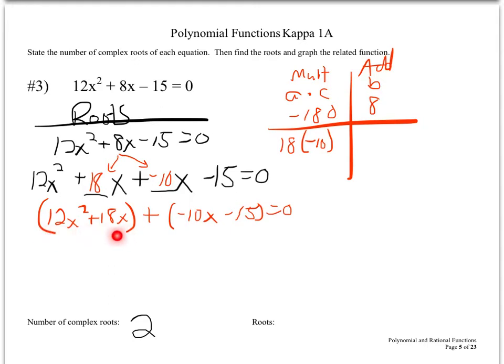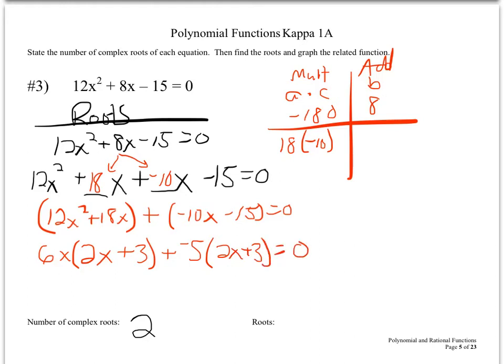This first group, greatest common factor is a 6x. So I pull out a 6x to the front. By pulling it out, what I'm really saying is I'm dividing each term by 6x. 12x squared divided by 6x, 2x. 18x divided by 6x, 3. Bring the plus sign down. GCF of the next group looks like it's a negative 5. Leaving me with 2x plus 3.